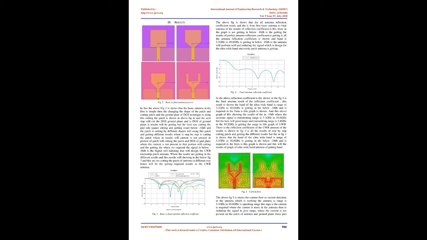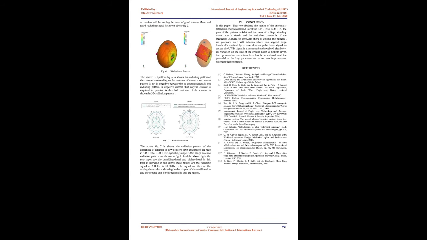The reflection coefficient shown in figure 4 is the final antenna result of the reflection coefficient. This result shows the ultra wideband range of 3.1 GHz to 10.6 GHz getting below -10 dB, as required, as this graph shows. The graph shows the results at -10 dB where the accurate signal transmitting range is 3.1 GHz to 10.6 GHz, but the good transmitting range here is 3.4 GHz to 10.2 GHz in this graph of the UWB.